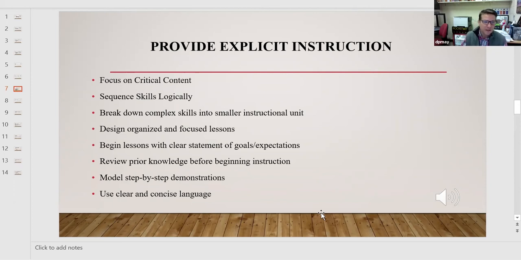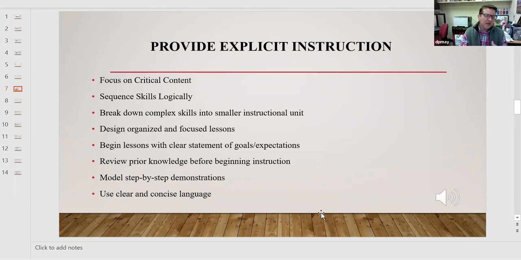So providing explicit instruction, one of the key points is to focus on critical content. She says this a lot in her trainings: cut the fluff and teach the stuff. Is that right, Vonda? I think that's correct, that she would say that. So that's what's meant by focusing on critical content. Really diving into what's most important for our students and not giving them a bunch of minutiae that they're going to have to really fight through to get the gist of the content.